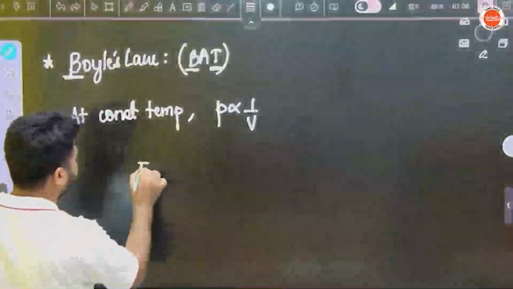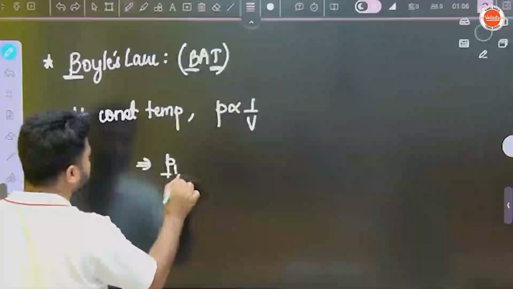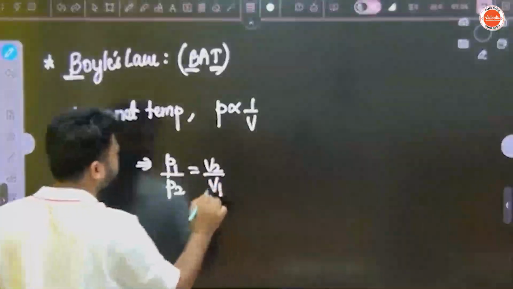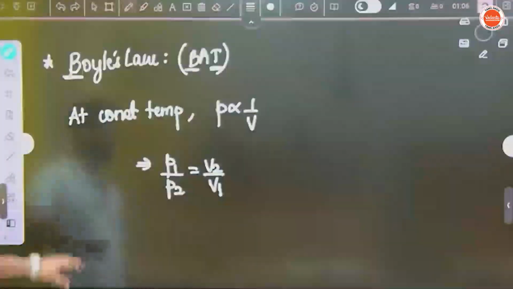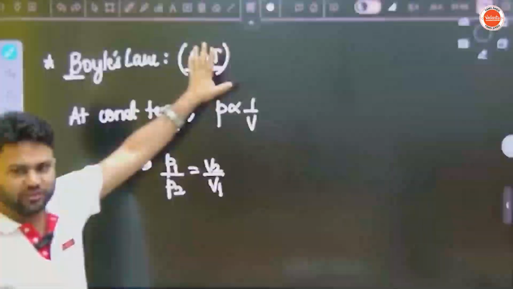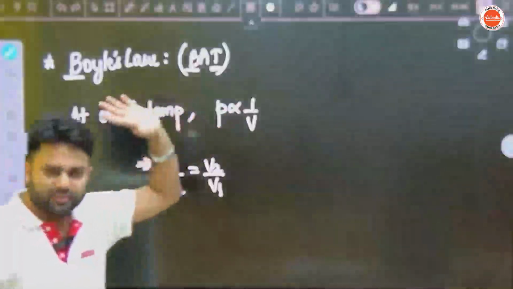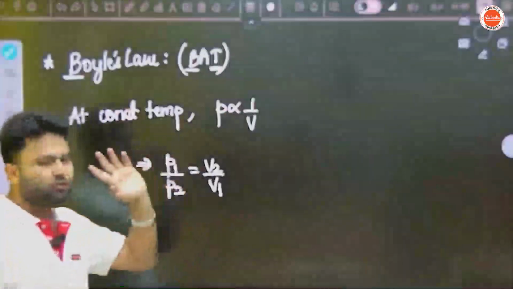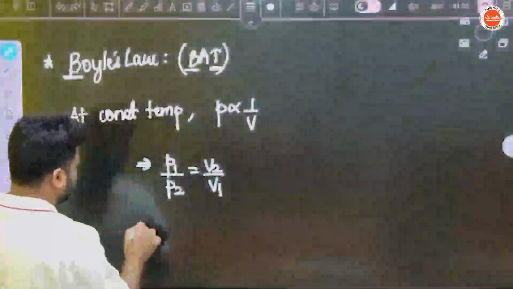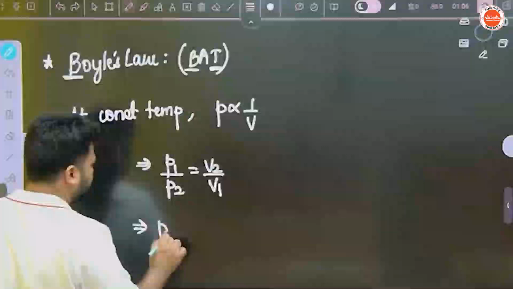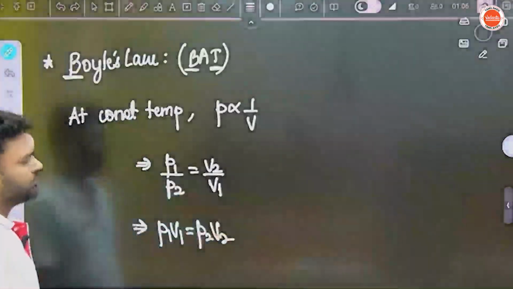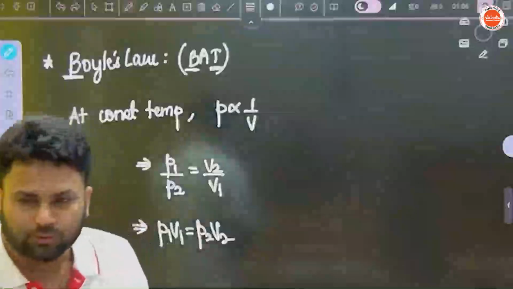Or we can write P1 by P2 equals V2 by V1. So again I am saying Boyle's law. You remember the word BAT. B for Boyle's law, T means temperature will be constant in this process. At constant temperature, pressure is inversely proportional to volume. So P1 by P2 equals V2 by V1. If I cross multiply, what we can write? P1 V1 equals P2 V2. Means we are going from stage 1 to stage 2.